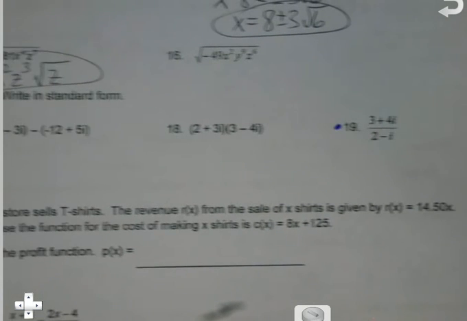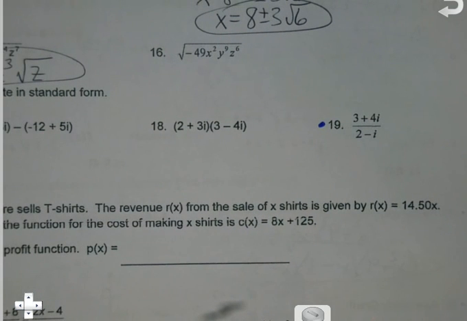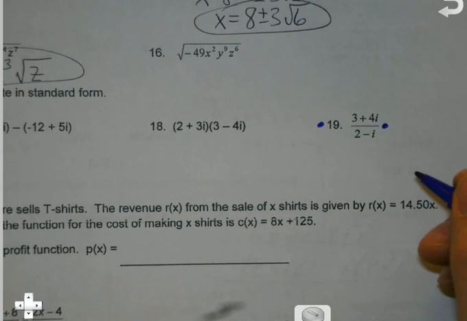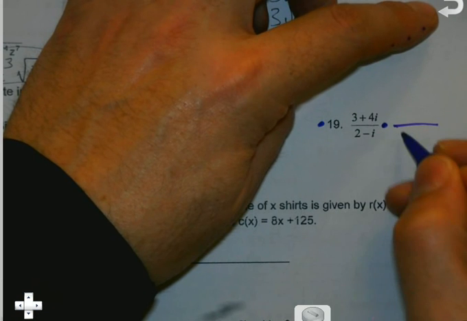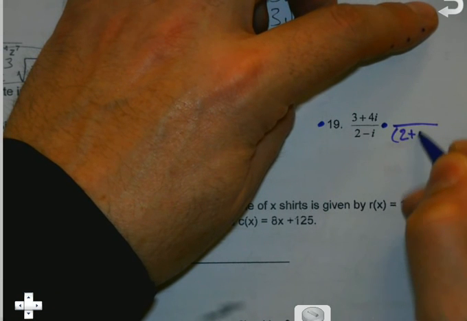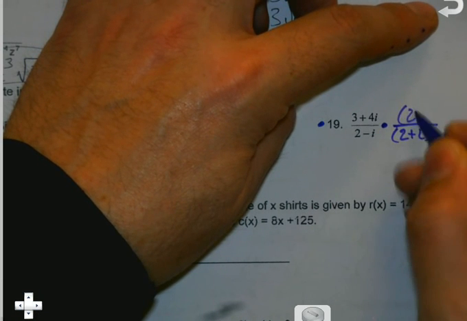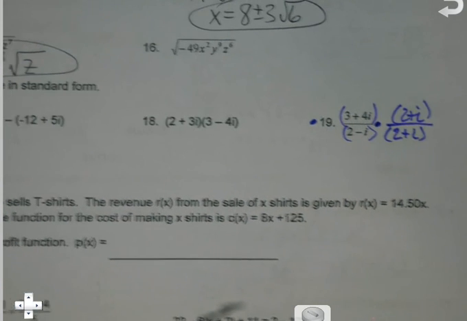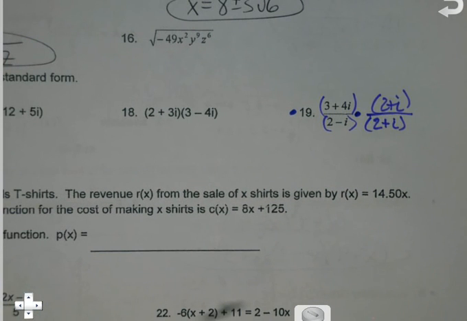And finally, 19. To get rid of the i in the denominator, I cannot just cancel the i's. I'd love it to be that easy, but it's not. We have to multiply by the complex conjugate, which means you change the sign of your i term. Okay, don't change them both, just the i term. And then you have to FOIL or box them both out. Again, you can't just do first and last or it doesn't work.